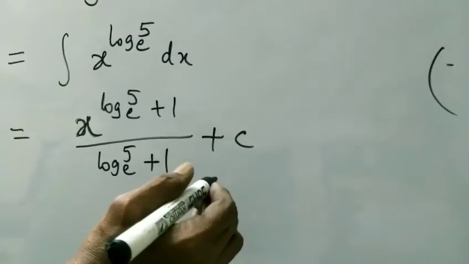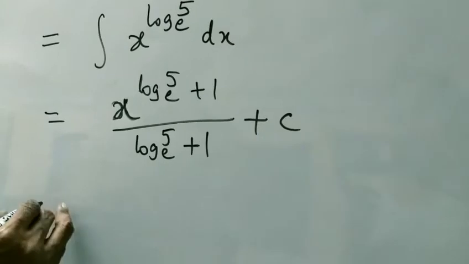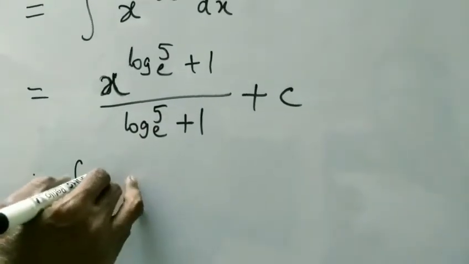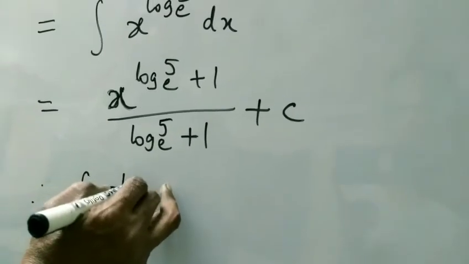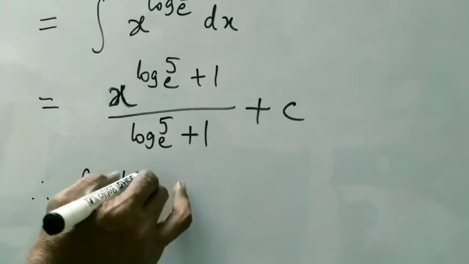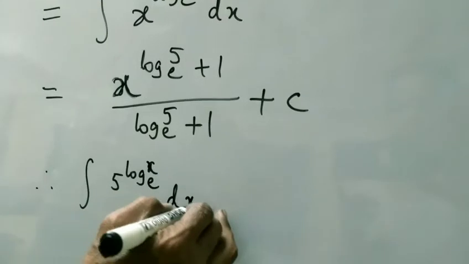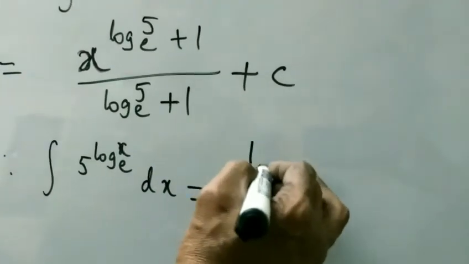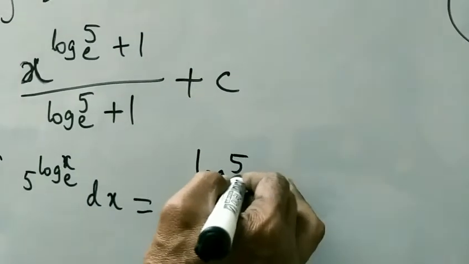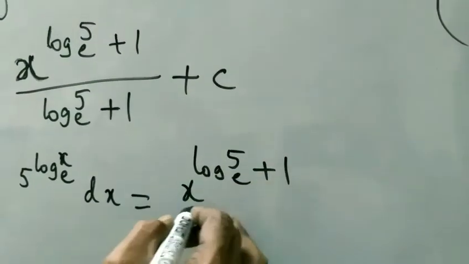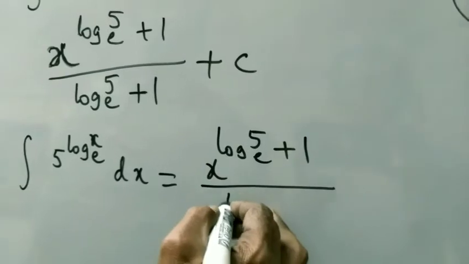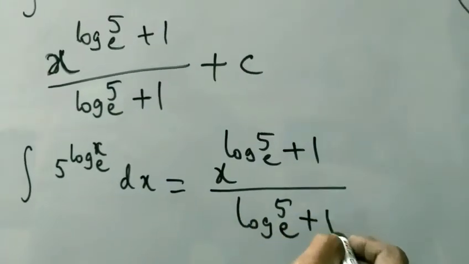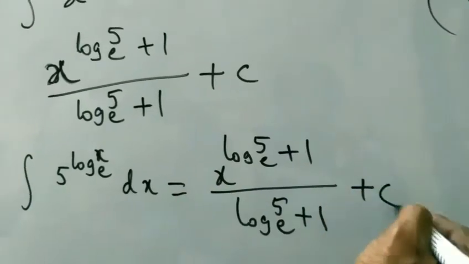So therefore, integral of 5 to the power of log x to the base e dx is equal to x to the power of log 5 to the base e plus 1 by log 5 to the base e plus 1 plus c.